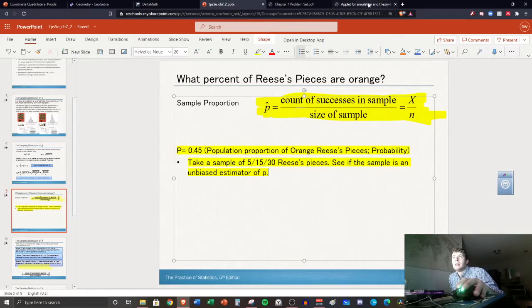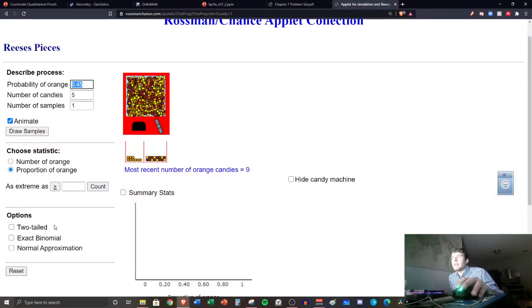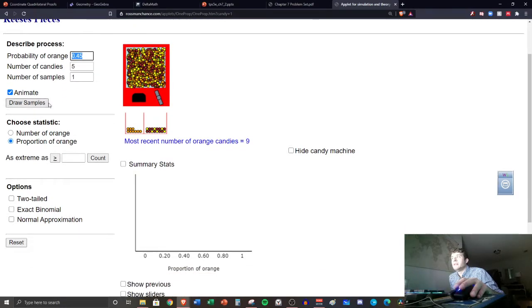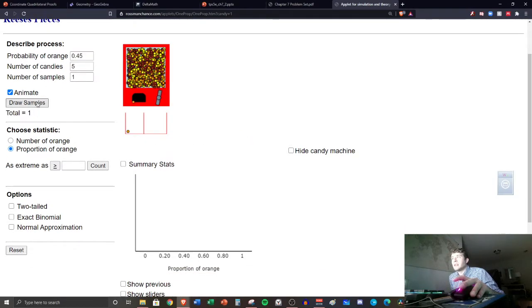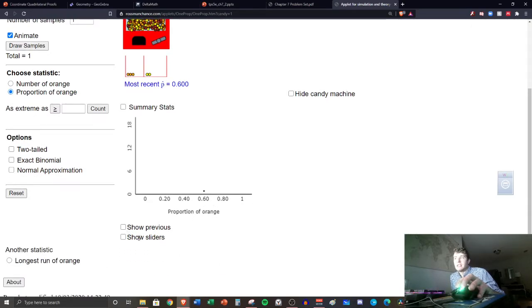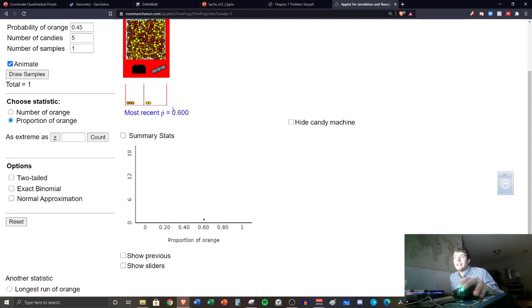Okay, so let's go to the applet, and let's go ahead and take one sample of 5 candies. So we're going to draw the samples, 1, 2, 3, 4, 5. Okay, so we got 0.6. Well, that's a lot more than 0.45, right? So that's 60%. So our one sample didn't do the job, but remember, we actually had a lot of samples on our other one. I think we had close to 30. So let's do 29 more and see what happens.